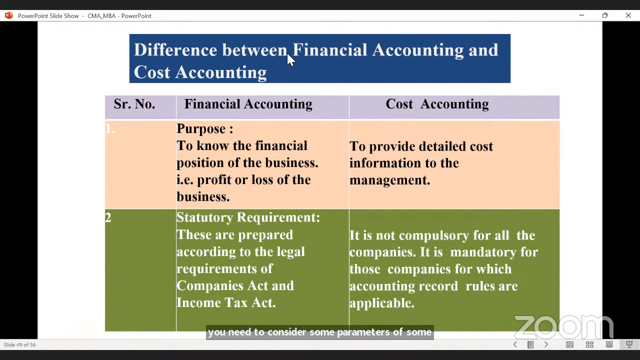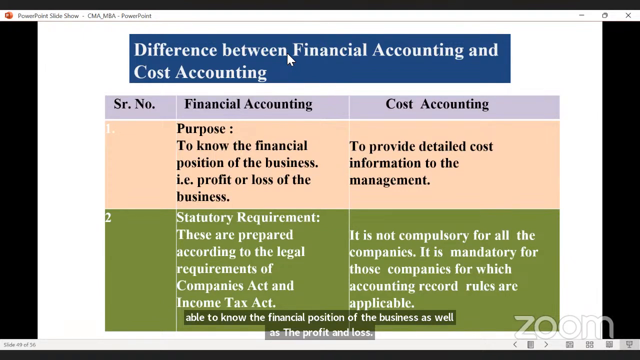So the first parameter is purpose or objective. If we take objective as the parameter, the main objective of financial accounting is to ascertain the financial position of the business as well as to know the profit and loss of the business during a particular period. So with the help of accounting, we can know the financial position of the business as well as the profit and loss during a particular period.